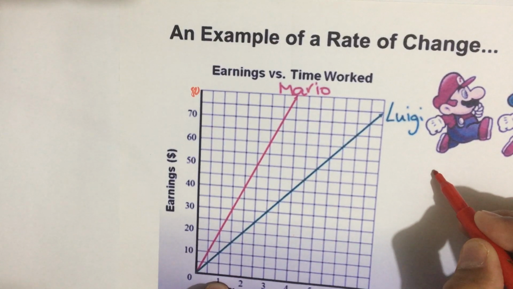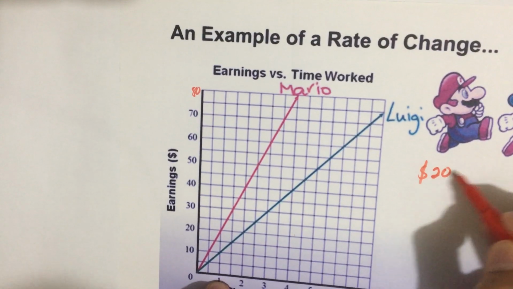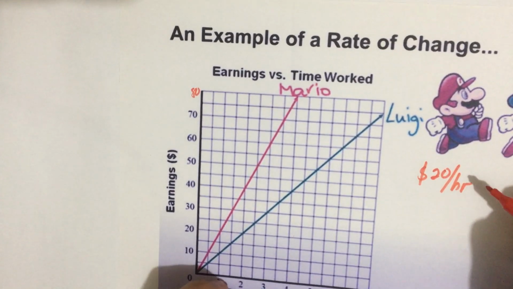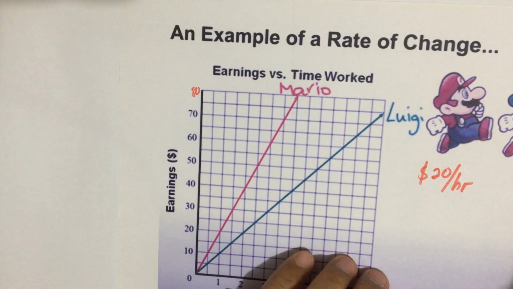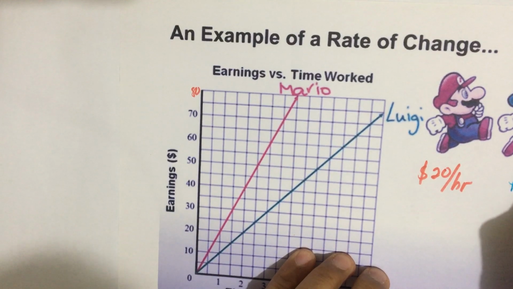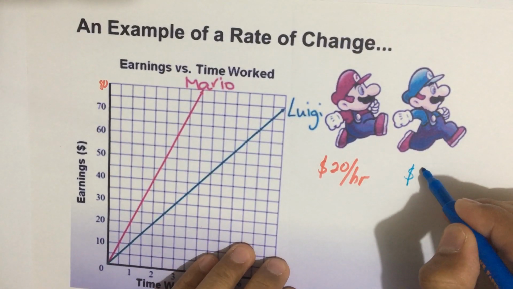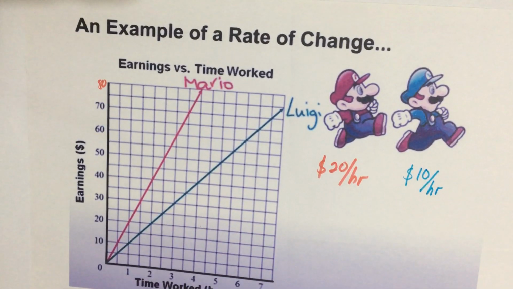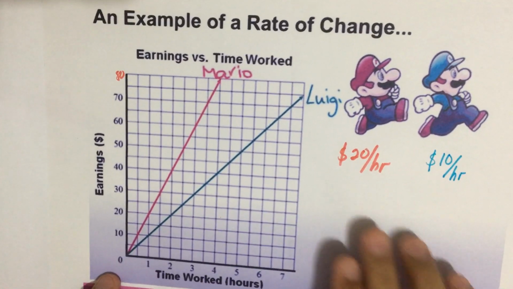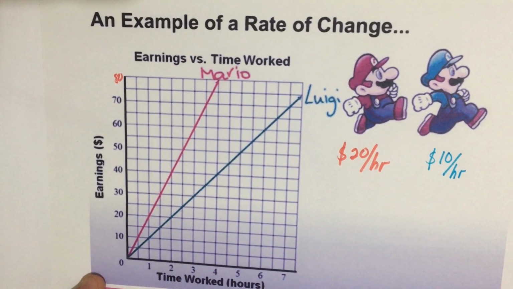Okay, so we can see using these red lines here that Mario earns $20 per hour, whereas Luigi earns $10. Luigi earns $10 per hour. So we can see that these are the hourly rates of Mario and Luigi.